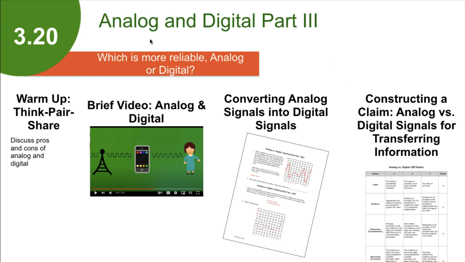In Part 3, Lesson 20, we really address the question of which is more reliable, analog or digital. We start with a warm-up, a think, pair, share, to discuss some of the pros and cons of analog and digital from yesterday. Then we show students a brief video that discusses how noise can affect the reliability of transmission of analog and digital signals, which will really illustrate to them some of the advantages of digital communication.